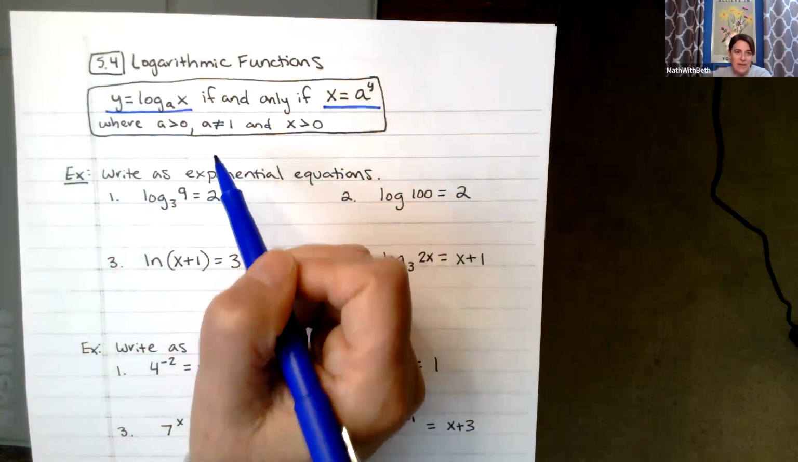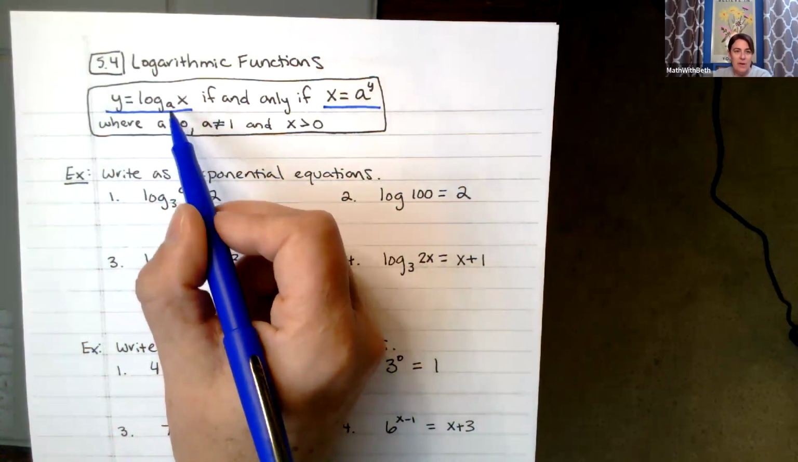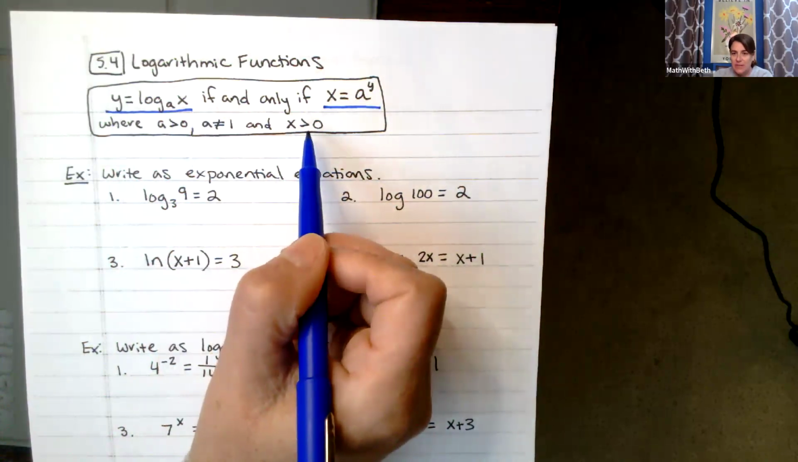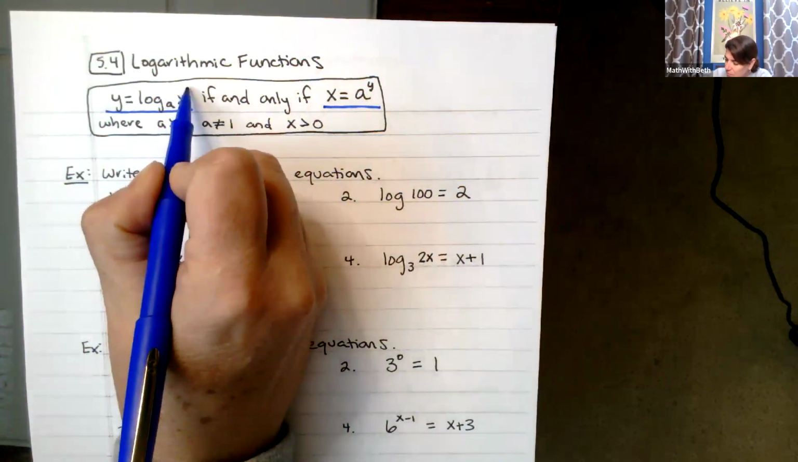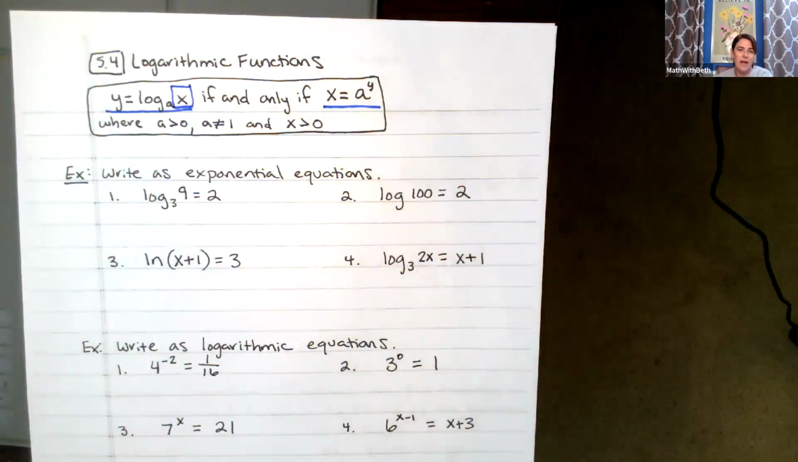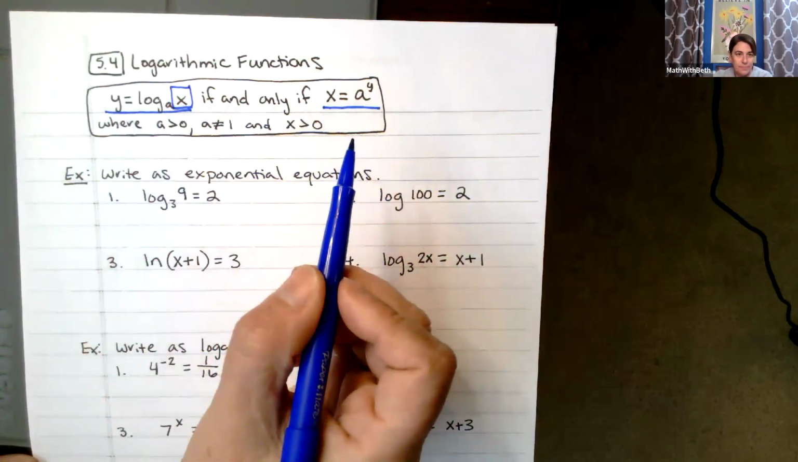Now, things to keep in mind is that we're always going to have a being a positive number. It's never going to be 1. And x always has to be positive also. So that is the most important thing about logs, is whatever goes here definitely cannot be a negative number or 0. And that'll become more important when we talk about domain. But for now, we're just going to practice going back and forth.